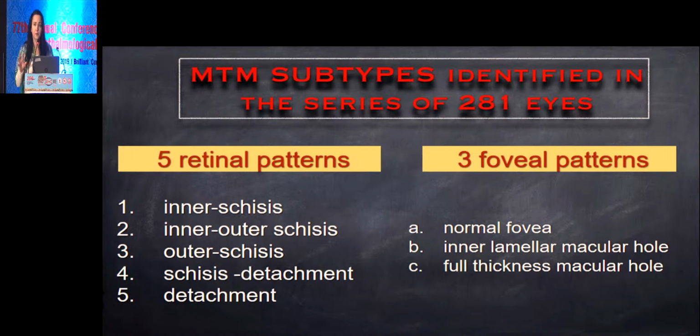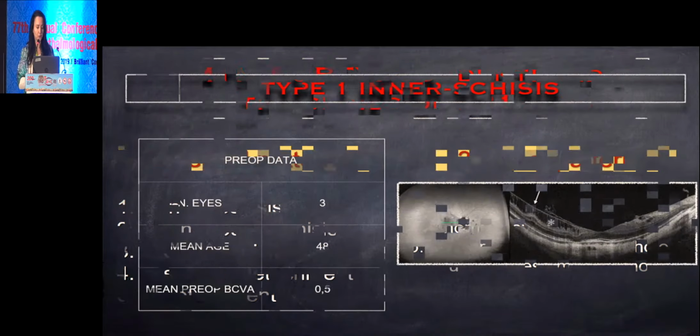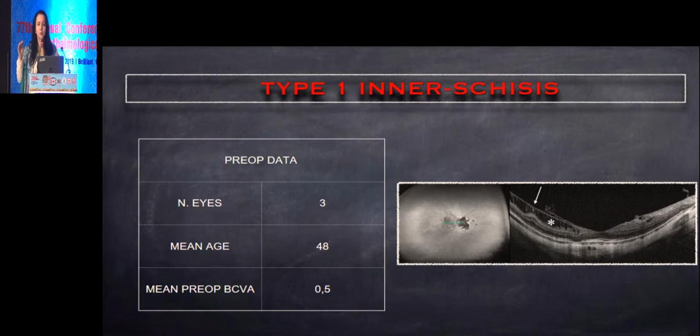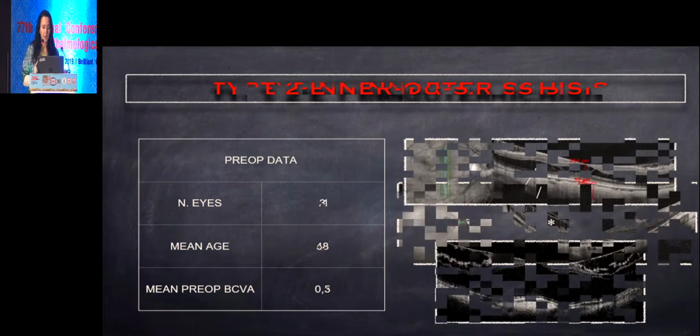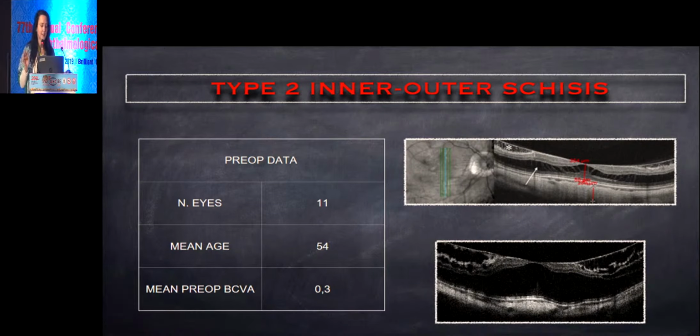So I have found 5 types of retinal patterns from the inner layers to the outer layers, and 3 types of foveal patterns. I will show you. So let's start from the inner layers. Inner schisis. Please look at the average age, 48 years of age, and the mean preoperative visual acuity is fairly good. Inner outer schisis, the average age is increasing.